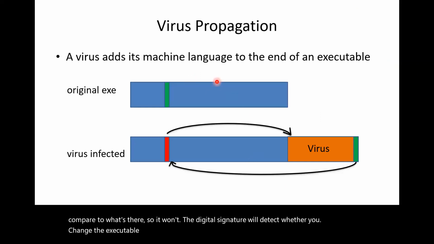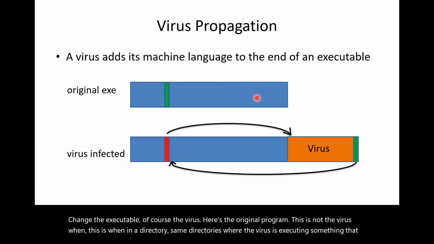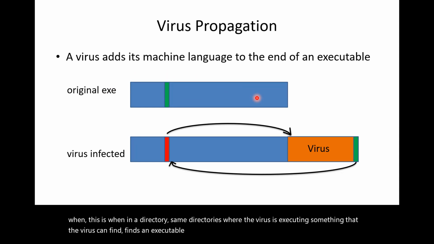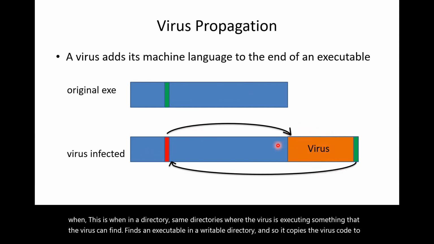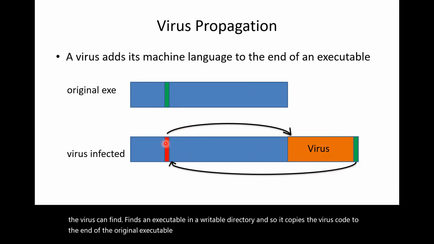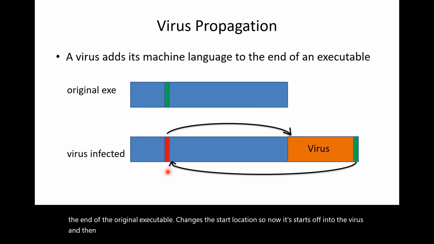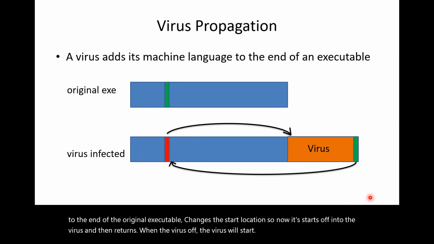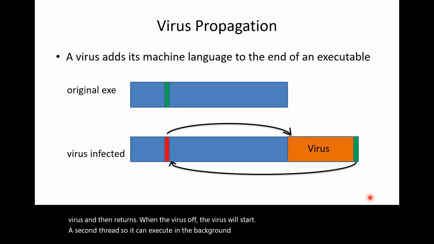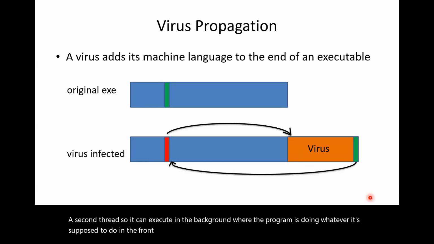Of course, the virus, here's the original program. This is not the virus one. This is one in the same directory where the virus is executing, something that the virus can find, an executable in a writable directory. And so it copies the virus code to the end of the original executable and changes the start location. So now it starts off into the virus and then returns when the virus is done. And the virus will start a second thread so it can execute in the background while the program is doing whatever it's supposed to do in the foreground.